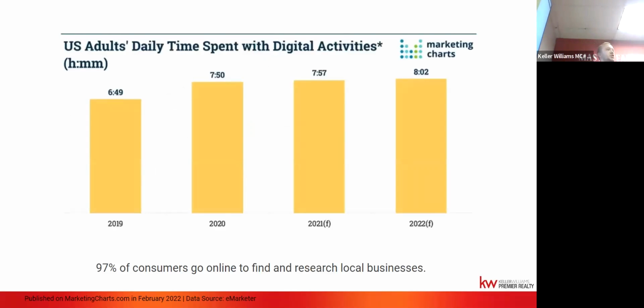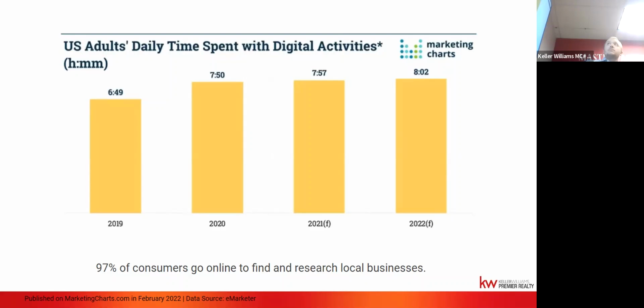So the first slide I have here is just a graph showing US adults' daily time spent with digital activities. As you can see, there was a big leap between 2019 and 2020. Obviously that was COVID and working from home. But even from that leap, we're still going upwards in time spent online. So it is important that.